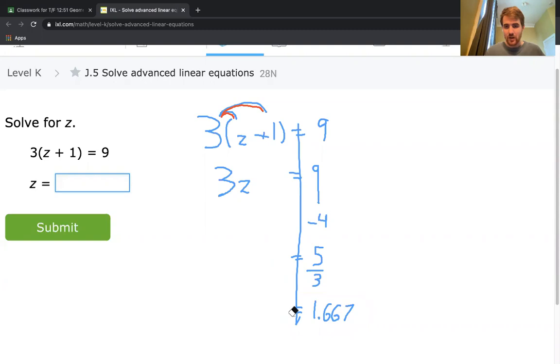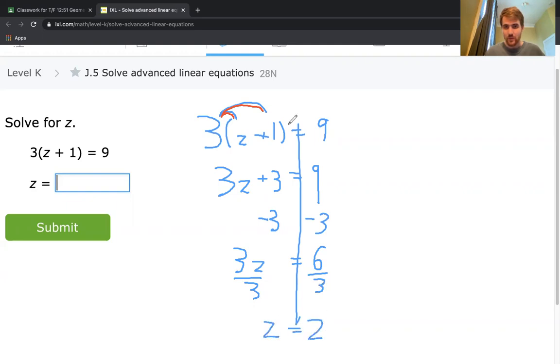So let's go ahead and finish the problem had we done it that way. So I'm going to erase all of this. We did 3 times 1, which is plus 3, equals 9. We want to cancel out that plus 3, so we do minus 3, minus 3. We get 3z equals 6. And we're going to divide by 3 to cancel out multiplication, divide by 3. We have z equals 2.